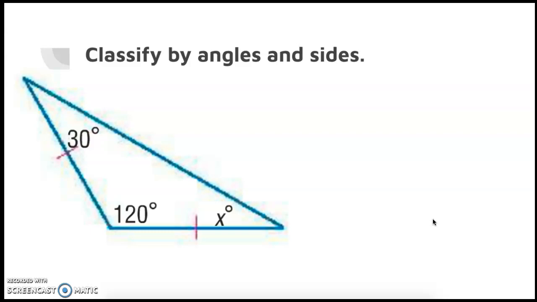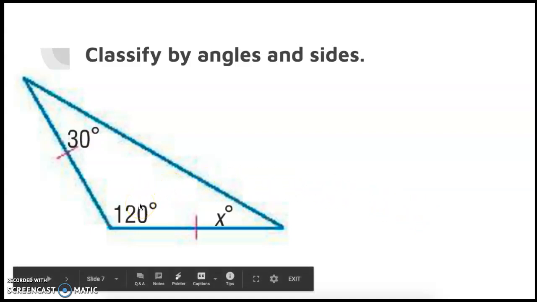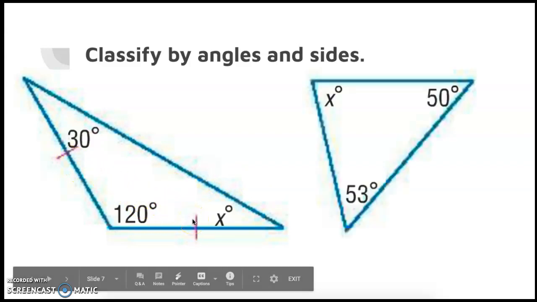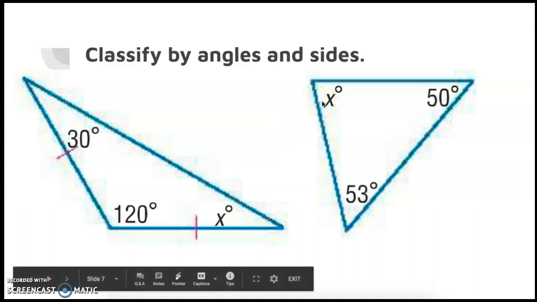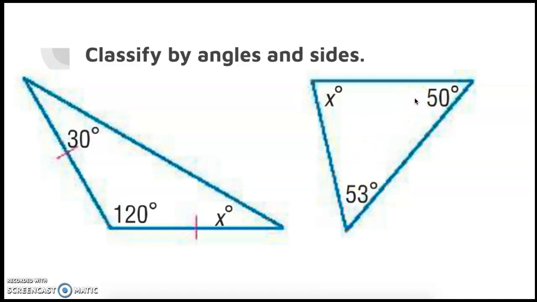This is an obtuse isosceles triangle. I know it's obtuse because of this 120-degree angle. I know it's isosceles because these two sides are congruent. And try our last one. This is an acute scalene triangle. Even though we don't know this measurement, I can see that it's less than a 90-degree angle, so all three are less than 90 degrees, making it acute, and none of the sides are congruent, so that makes it scalene.